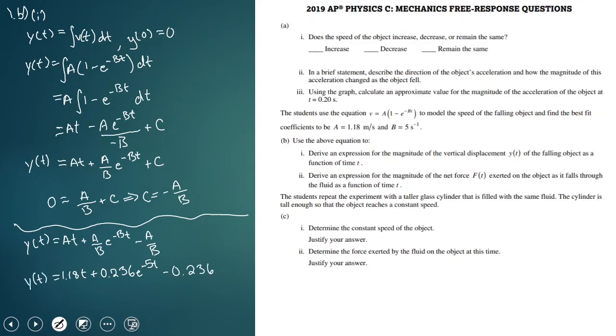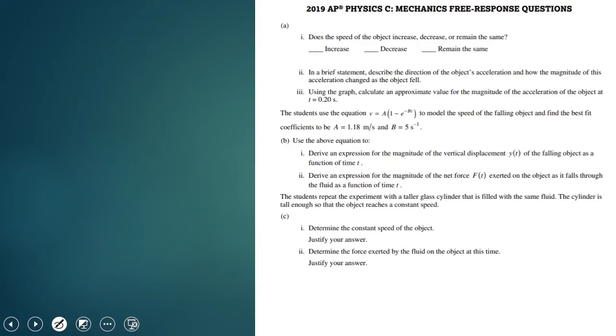And so, well, I believe AP does allow you to keep the A and the B without making the substitution. I personally prefer to make these substitutions, and to be on the safer side, you're not going to go wrong with the numerical values. So I would do that just in case. All right, so that was part B, or question 1B, part 1.